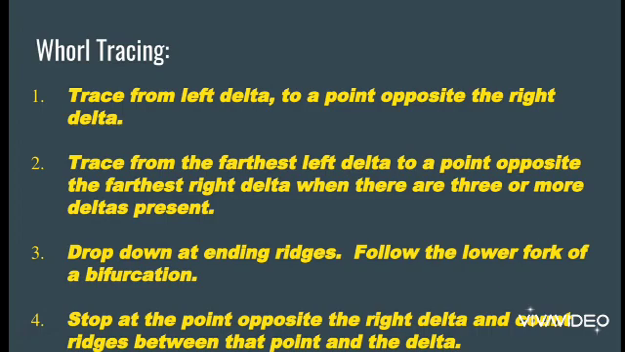One, trace from the left delta to a point opposite the right delta. Second, trace from the farthest left delta to a point opposite the farthest right delta when there are more deltas present. Third, drop down at ending ridges. Fourth, follow the lower fork of a bifurcation. Stop at the point opposite the right delta and count the ridges between that point and the delta.